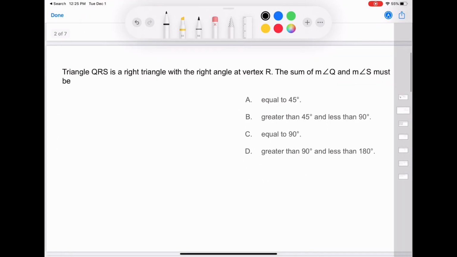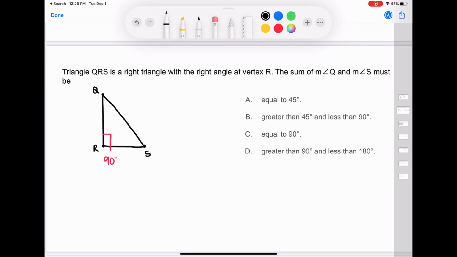This problem says, triangle QRS is a right triangle with the right angle at vertex R, and the sum of Q and S must be. Well, if we know that QRS is a right triangle, we can go ahead and draw it. So this will be 90 degrees. We know that right triangles have a 90 degree angle. And I'll go ahead and label it. So this would be R. So I'll do Q, R, and S.